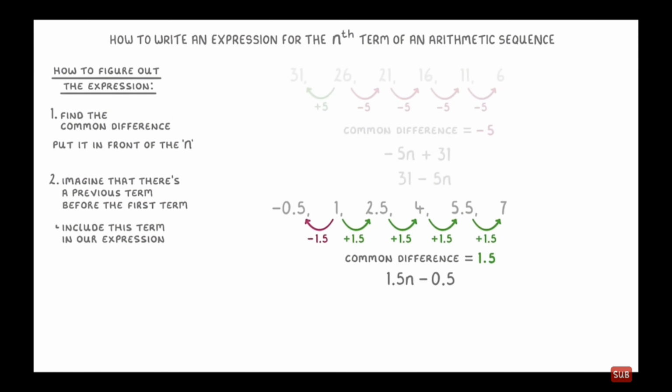Now, just before we finish, a good trick to double check if your expression is correct or not is to try it for one of the terms that you already know. For example, we could try using 1.5n minus 0.5 to find the fifth term in our sequence, which we know should be 7. So we do 1.5 times 5, because remember n is 5 for the fifth term, and then take away the 0.5. So 7.5 minus 0.5, which indeed does give us 7. So we can be pretty confident that our expression is correct.